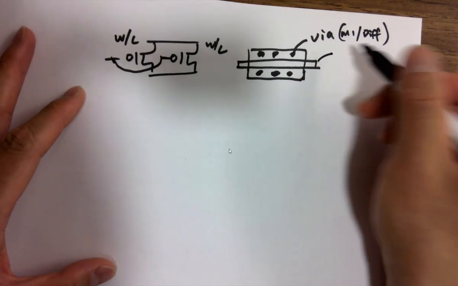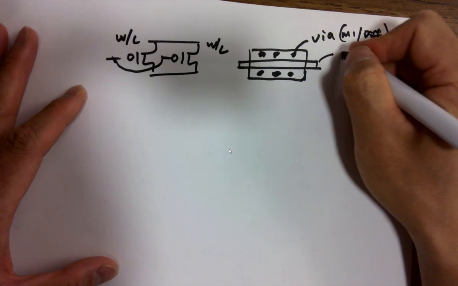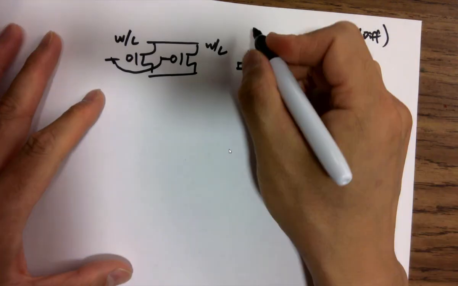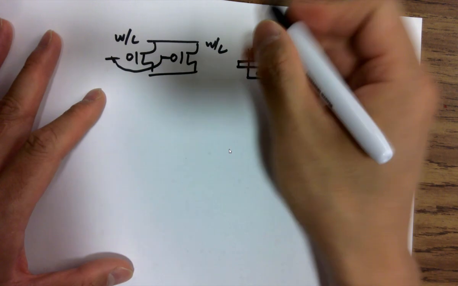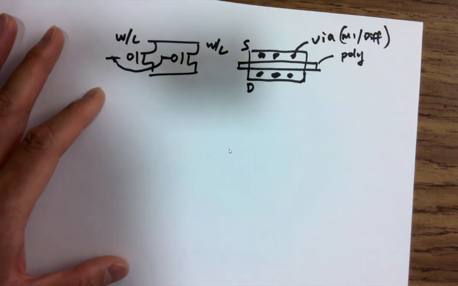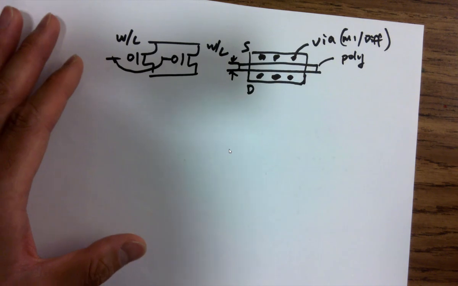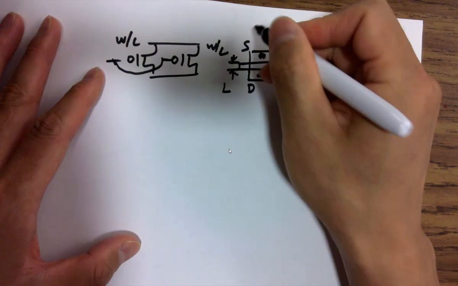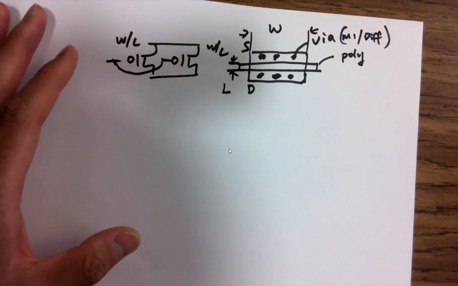So what is this? That would be poly. Here's the symbol, here's the transistor, and that's source, that's drain, and that's gate. So this dimension is what? That's your channel length, right? That's the length, and this is the width. Agree with that?